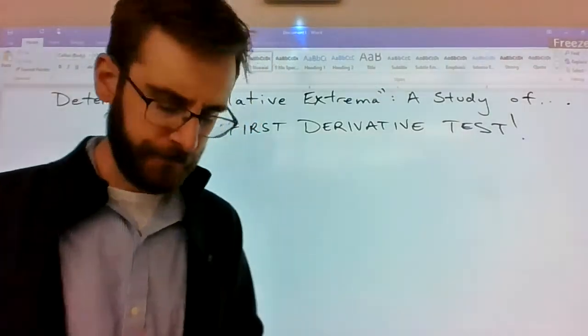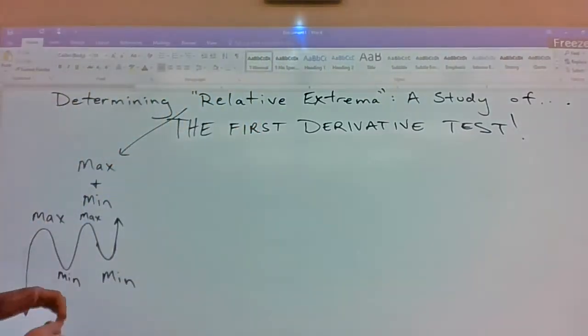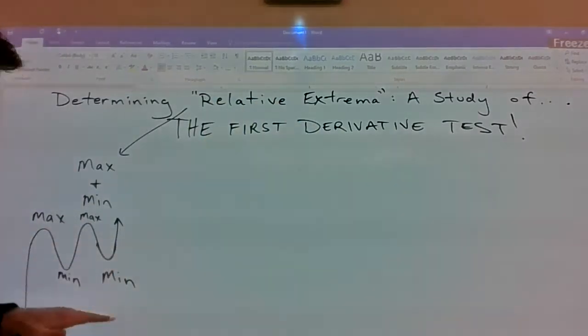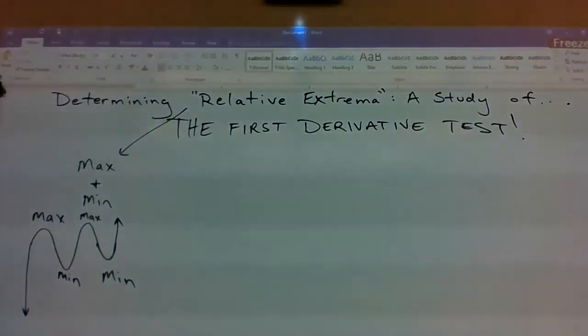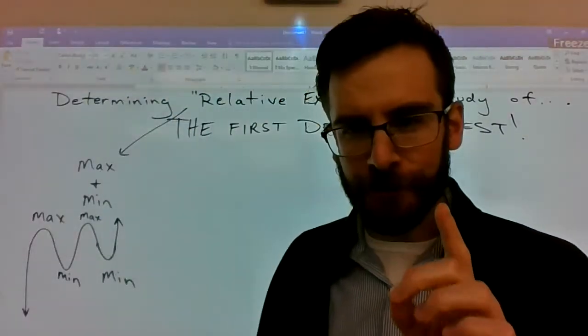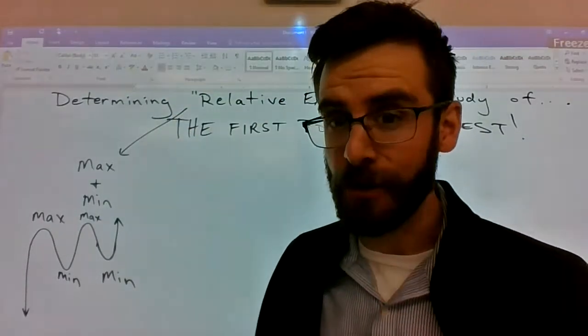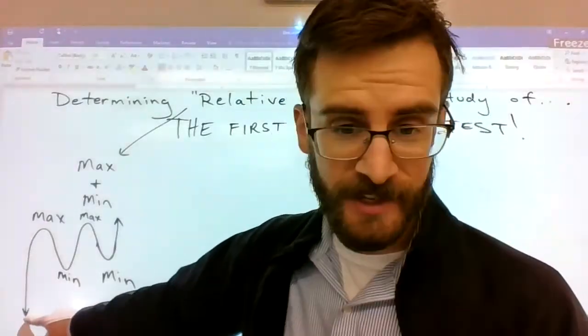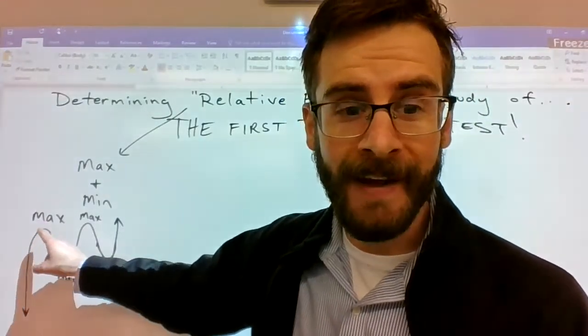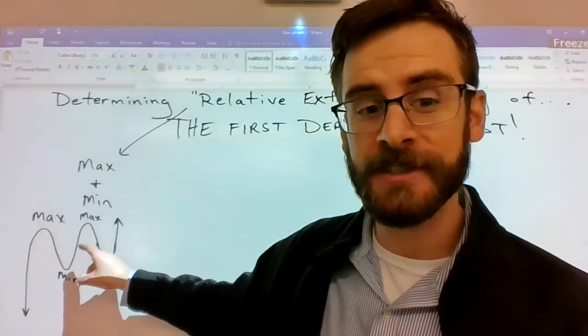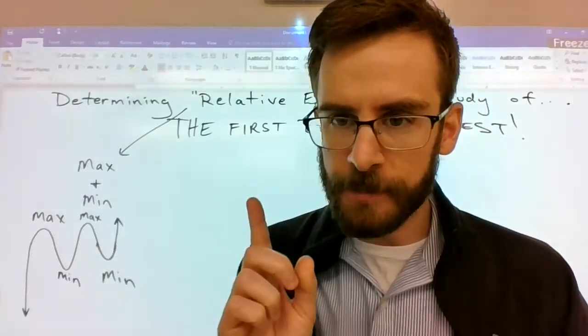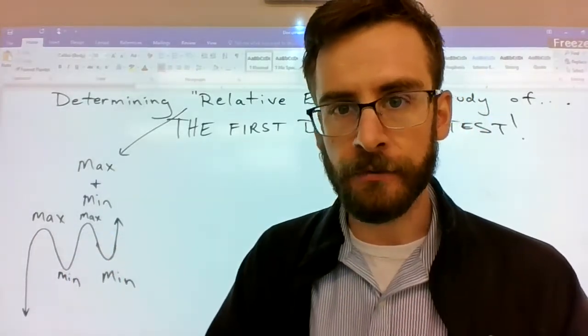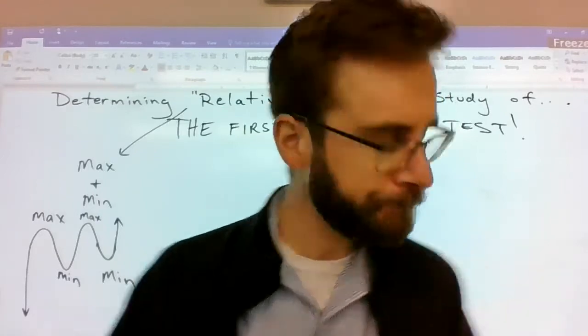Make sense? All right. So the question is, how can we use derivatives to determine what these little points are? And if you're already thinking about intervals of increasing and decreasing, then you're on the right track. Because look at this. It's increasing, and now it's decreasing. It's increasing, and now it's decreasing. So we're going to be using derivatives to figure out what the max and min values are.